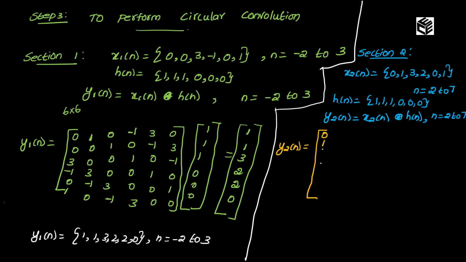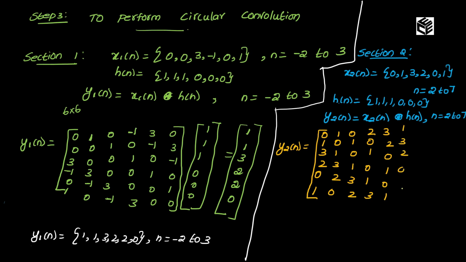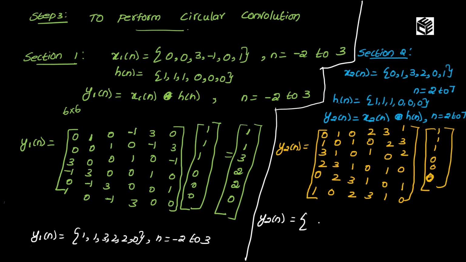This is 0, 1, 3, 2, 0, 1, 1, 0, 1, 3, 2, 0, 0, 1, 0, 1, 3, 2, 2, 0, 1, 0, 1, 3, 3, 2, 0, 1, 0, 1. Final one is 1, 3, 2, 0, 1, 0, which is multiplied by h of n. h of n is 1, 1, 1, 0, 0, 0. y2 of n is equal to 1, 2, 4, 6, 5, 3. And the value of n is from 2 to 7.